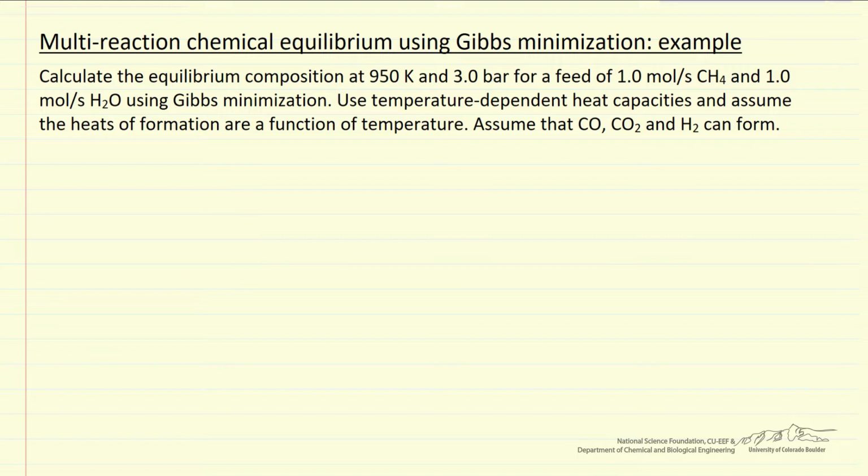And we want to use the temperature-dependent heat capacities to calculate heats of reaction and then calculate Gibbs free energy of, in this case, formation of each of these species as a function of temperature. So there are two ways you can solve this type of problem. One, you can write down two reactions. So let me just write them down.